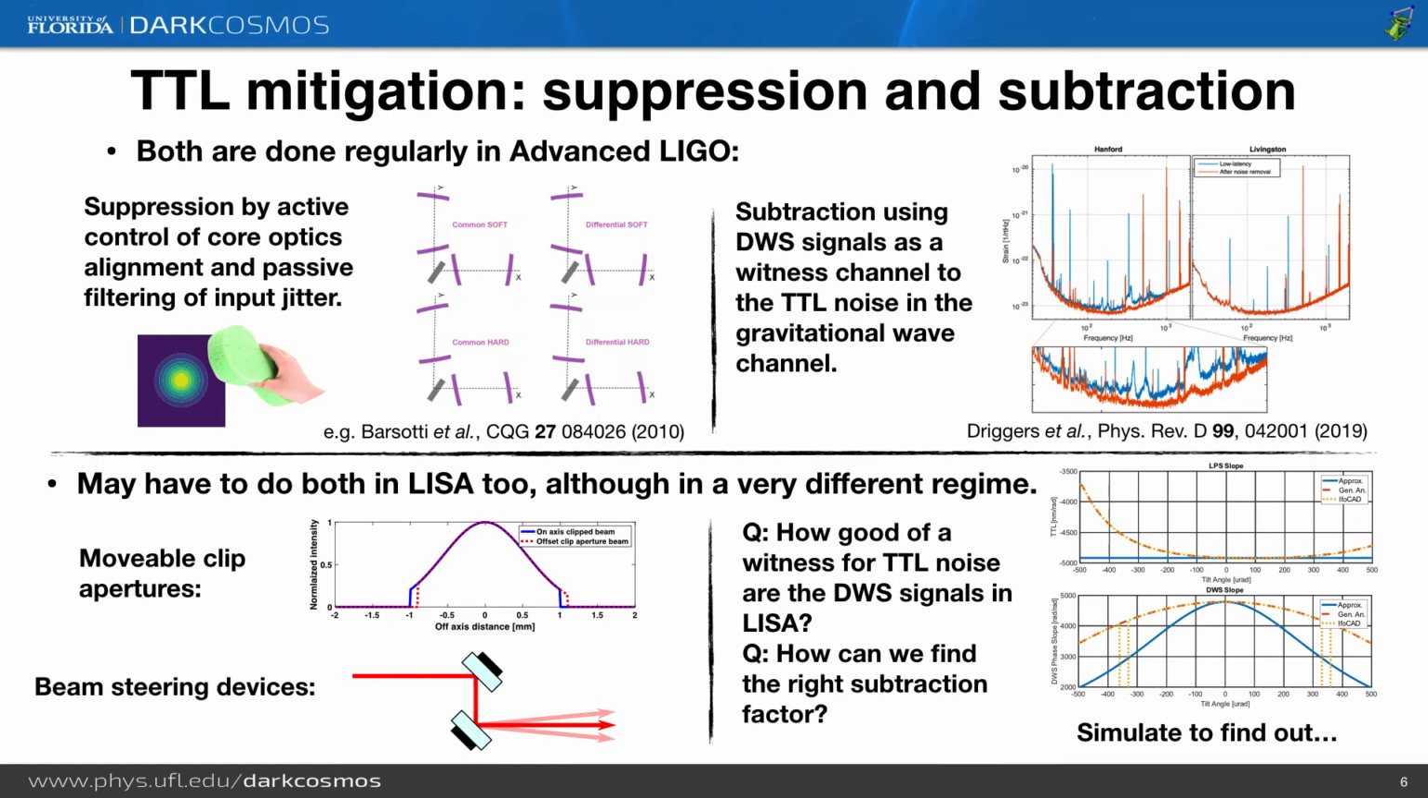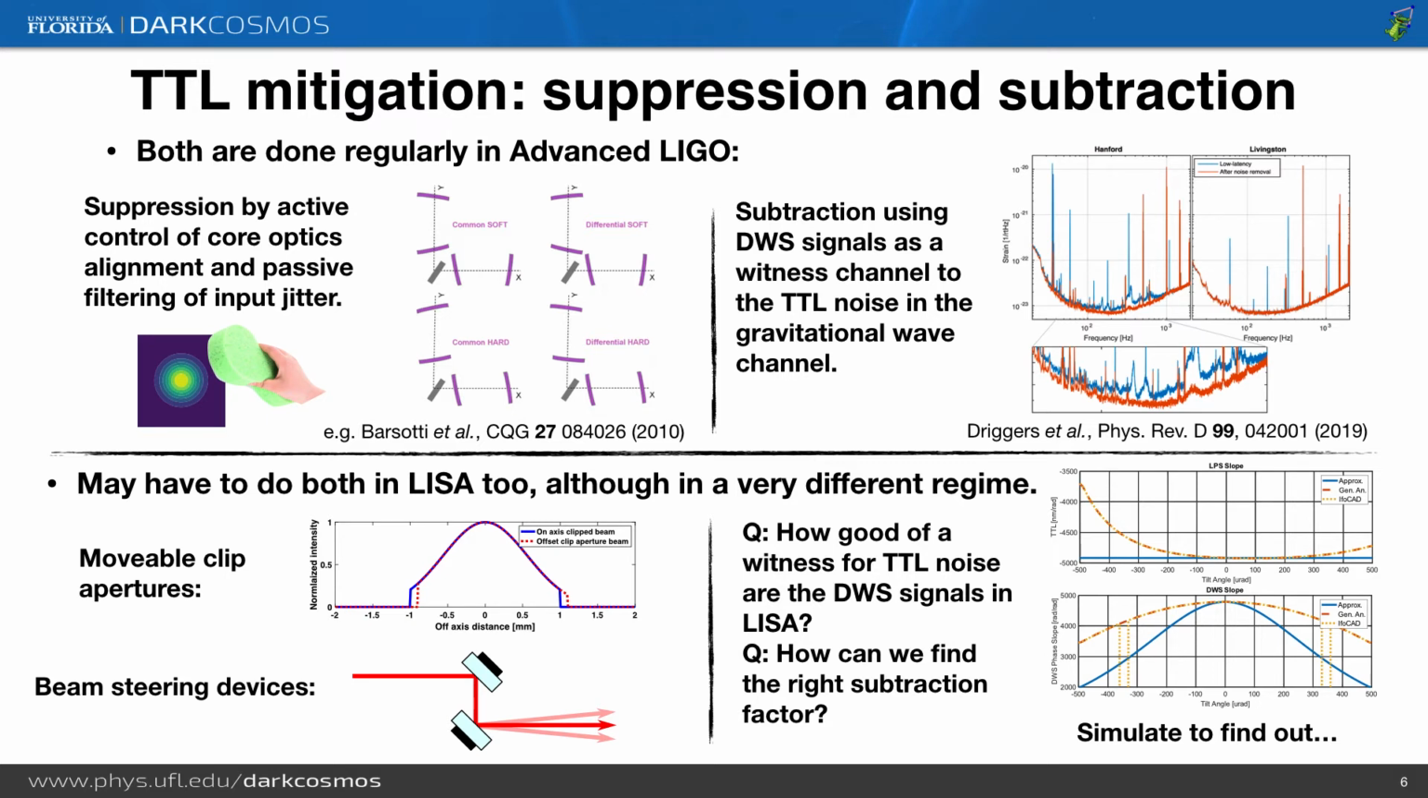So once we can simulate TTL noise, what do we want to get from the simulations? Let's return to the subject of TTL mitigation by suppression or subtraction. It's worth mentioning here that both of these are currently done routinely in Advanced LIGO. TTL noise is suppressed by actively sensing and controlling the core optics alignment, and passively by passing the input beam through mode cleaner cavities. Subtraction of TTL noise is also done in post-processing using the optimal Wiener method to find the best subtraction coefficient. And it seems that we may have to do both suppression and subtraction in LISA, although in a very different regime.